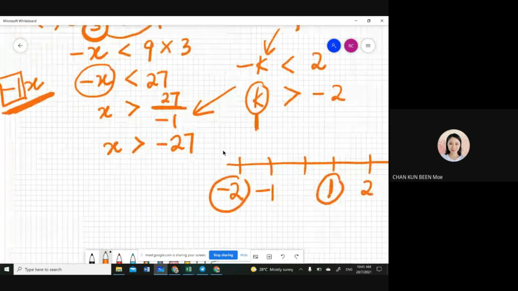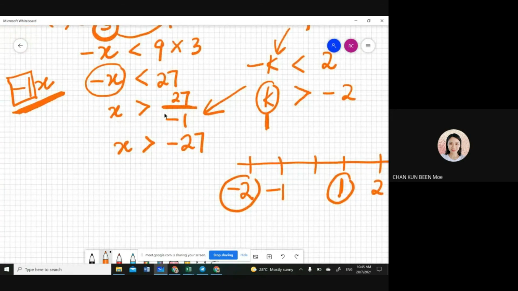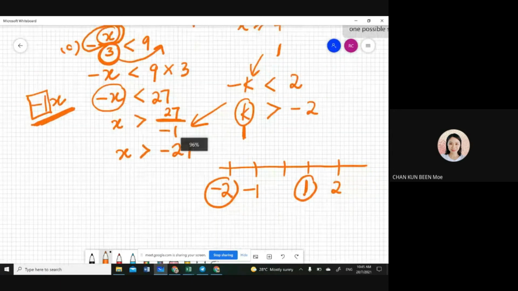Once you divide by a negative number, you change the symbol right away. So this is what the examiner is going to look for in your work later on. They are going to see, do you change the sign? If you change the sign, you are given 1 mark here, and the answer correct, another mark. That is how it's counted.